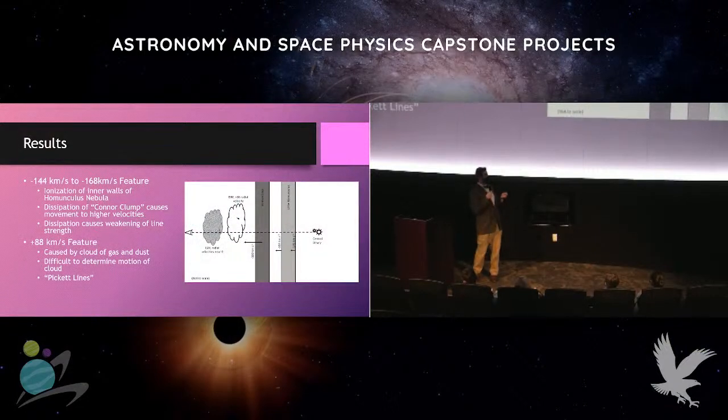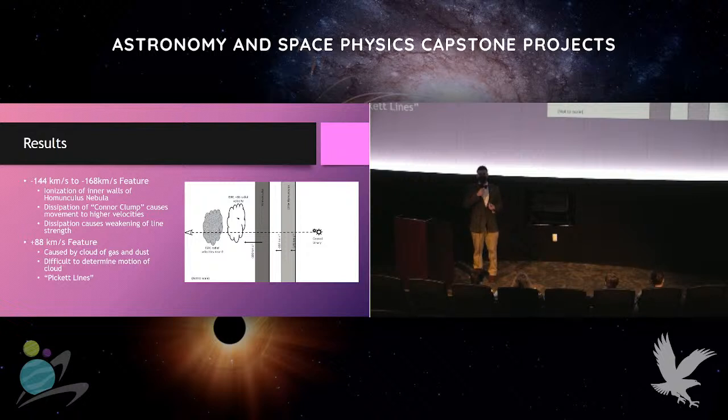And then with the 88 kilometers per second absorption, we do see that it is not intrinsic to Eta Carinae, meaning that it is not a part of the walls around Eta Carinae. It is more likely a gas and dust clump out here that is between our line of sight and Eta Carinae itself. And that is something that we're still trying to understand.